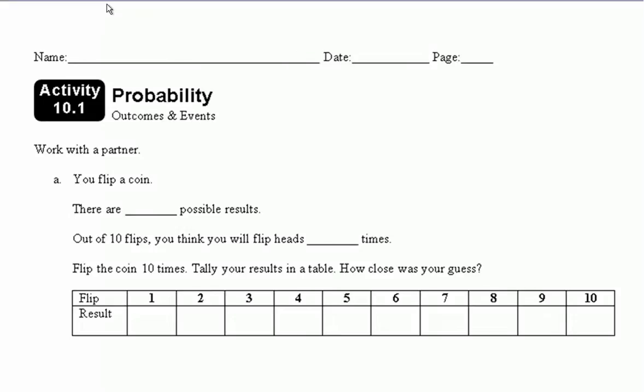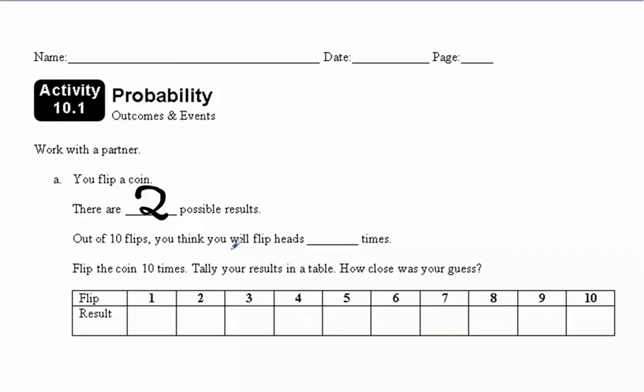Here we go. The first statement is asking you, there are blank possible results. So what are the possible results from flipping a coin? Well, you can either get heads or you can get tails. So the answer is there are two possible results.